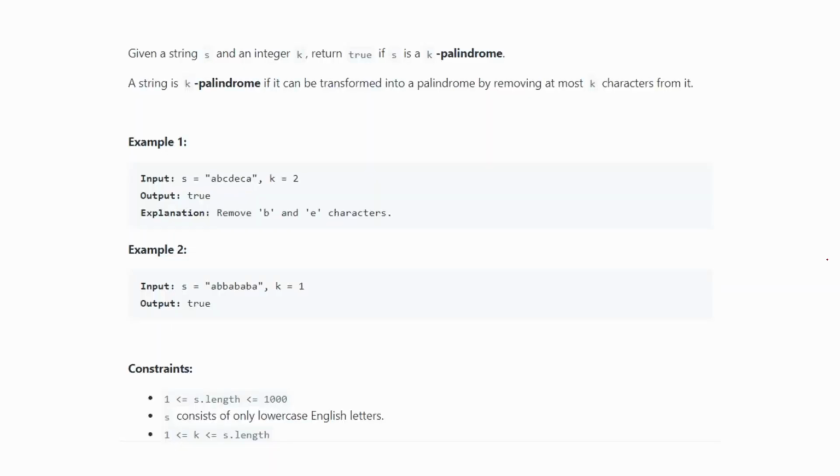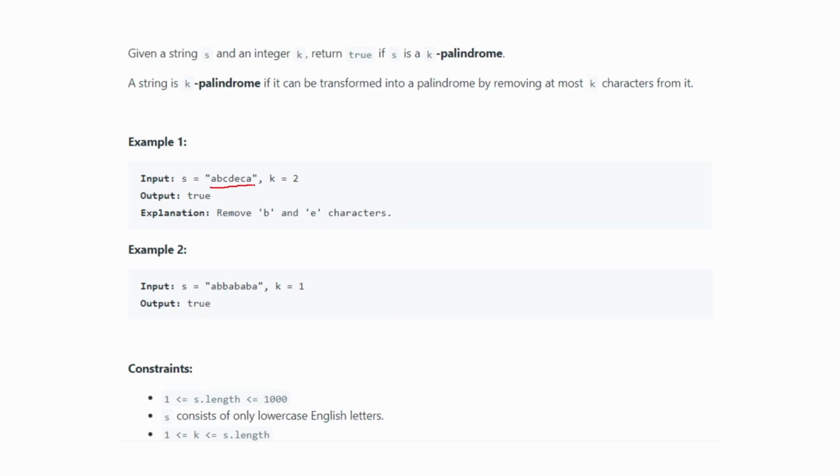The problem says: given a string s and an integer k, return true if s is a k-palindrome. By k-palindrome it means that a string can be made a palindrome by removing at most k characters from it. So let's see some examples here.